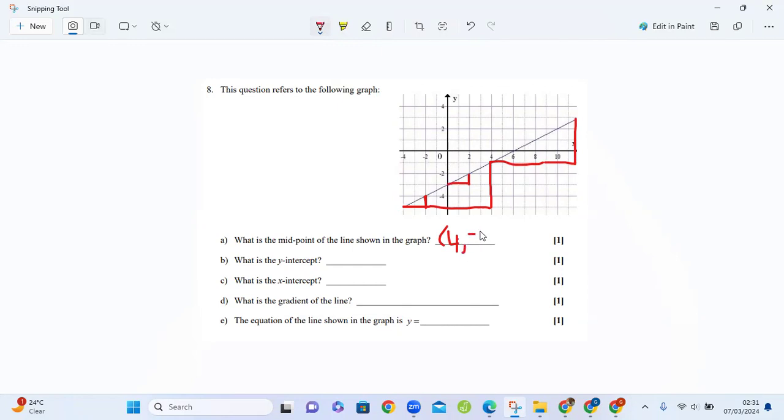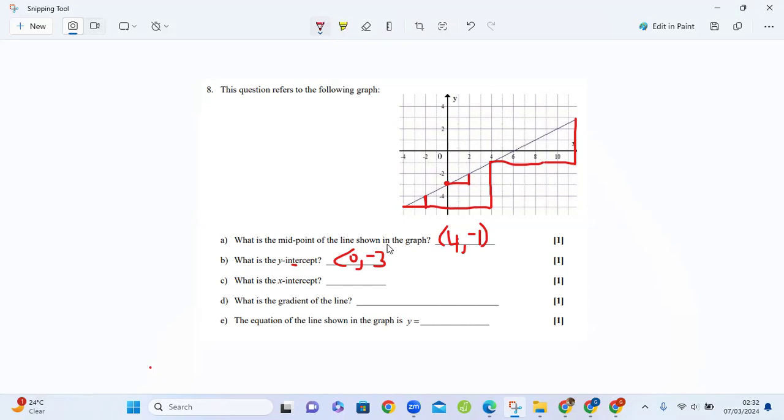Let's move on to the y-intercept. What is the y-intercept? The y-intercept is where this line touches the y-axis. This line touches the y-axis at y equal to -3. And on the y-axis, x is 0, as you can see: 2, 1, 0 for x. So the y is now -3. So the y-intercept is (0, -3). The y-intercept is -3.